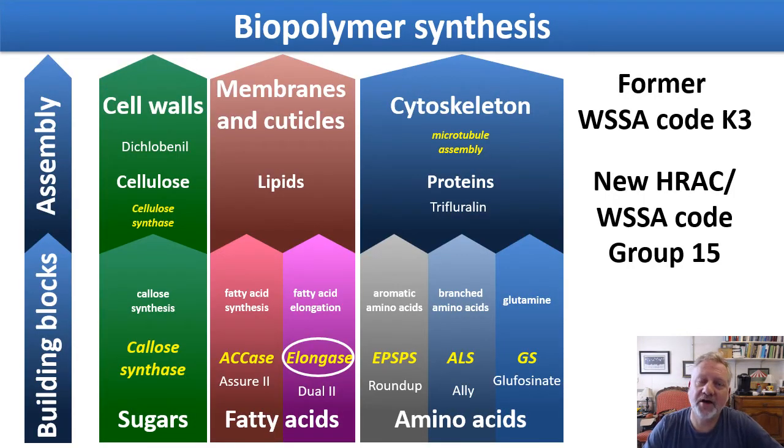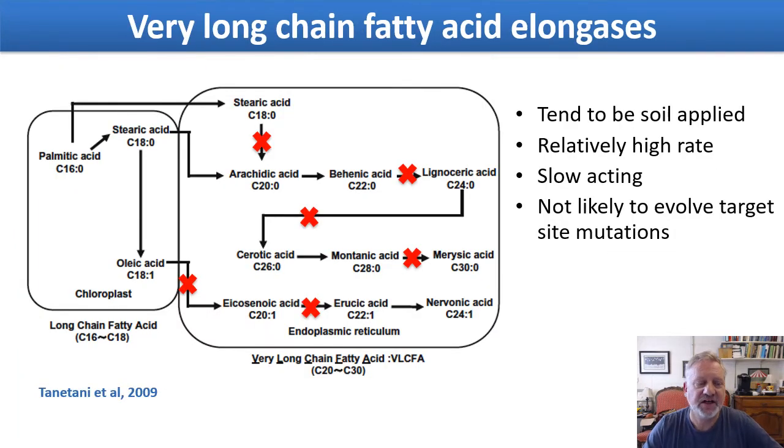Another target of herbicide that affect lipid is the elongases. And so once fatty acids are made, they can be made longer by enzymes called very long chain fatty acid elongases. And there are several enzymes. And what happens is these herbicides inhibit several of these target sites. So one herbicide will affect several of these elongases. Symptoms are very similar, very slow death of the plant.